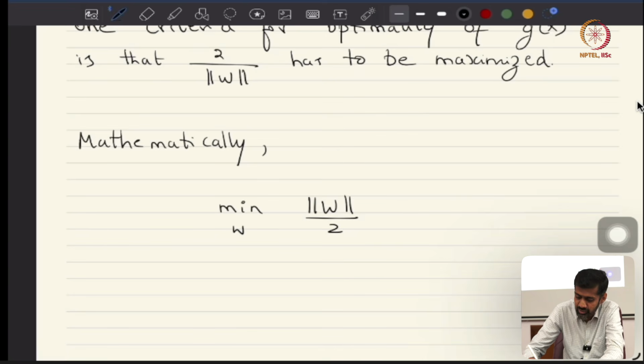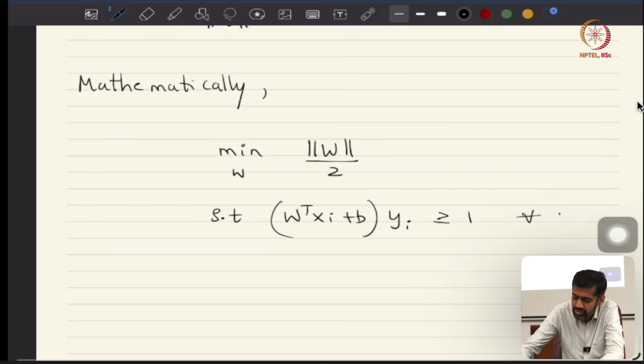Such that, is this an unconstrained problem? It is not an unconstrained problem, there is a constraint. What is the constraint? Not mathematically, tell me in English, what is the constraint? Exactly, no point should be misclassified on data, right? You need to learn a discriminant function, a decision boundary. So how do we write that? Such that W transpose xi plus b times yi is greater than or equal to 1 for all i. So this is the problem that we solve in an SVM.